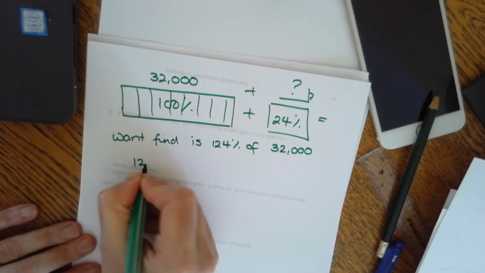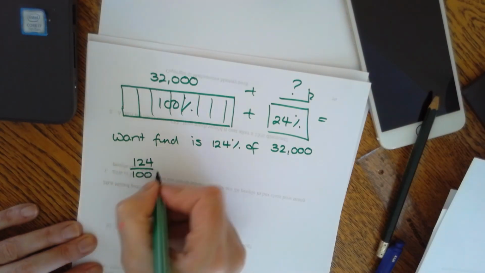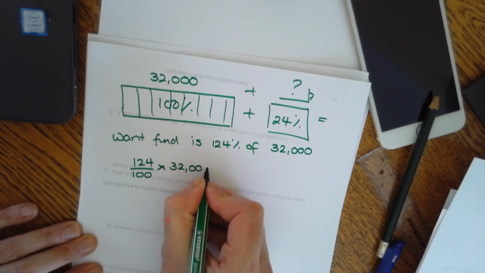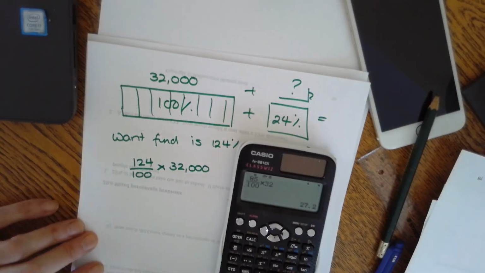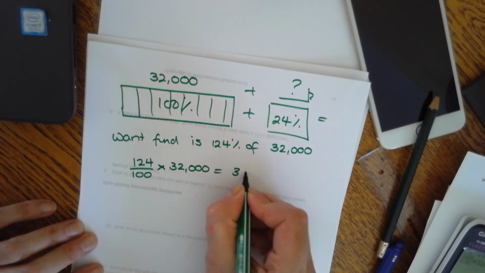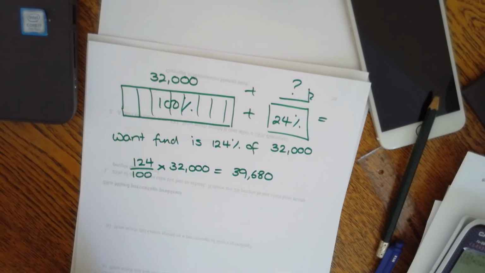I'm going to do 124%, which is 124 out of 100, of means multiply, 32,000, and I'm just going to press my calculator buttons. So I'm going to put a nice little 124 there, and 100, and then I'm going to times it by 32,000, and I'm going to get 39,680. It's a much faster route, but that takes a bit more thinking about.